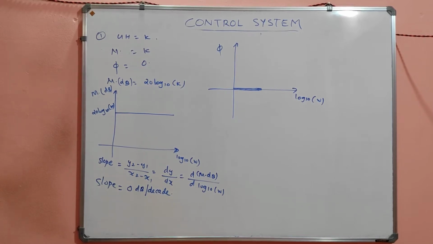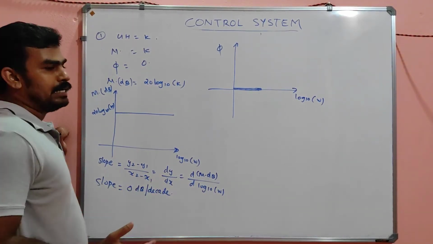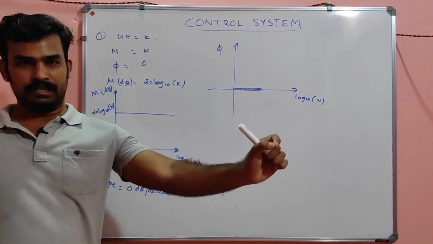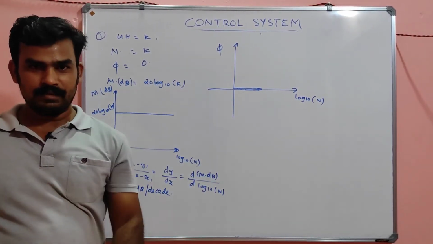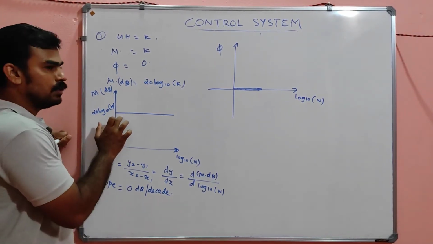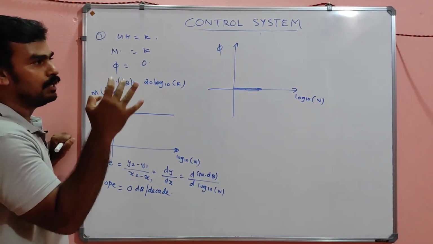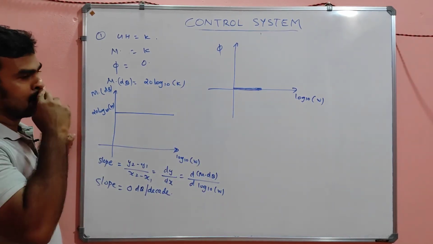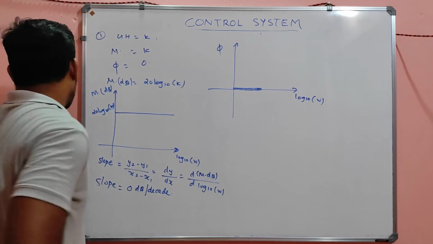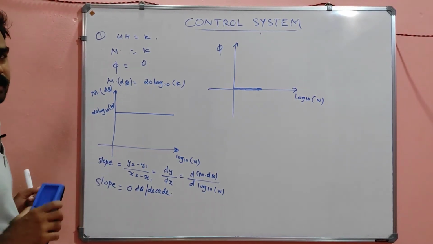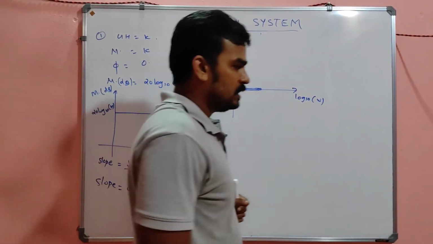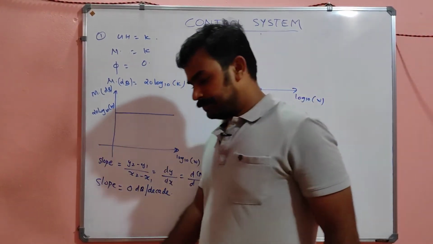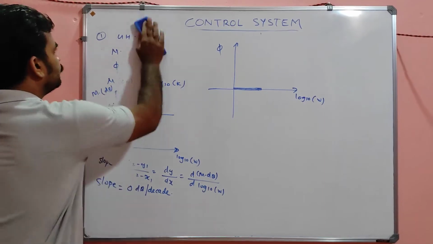Okay. So the concept you have to understand is that whenever the open loop transfer function is a constant, first, the slope will be 0, there will not be any slope, and the graph will be parallel to the x-axis. Second, its phase angle will be simply 0. That's it. So that is the first case. Is it clear, my dears? Okay, can we move further?